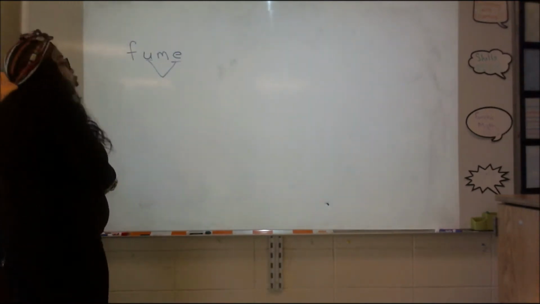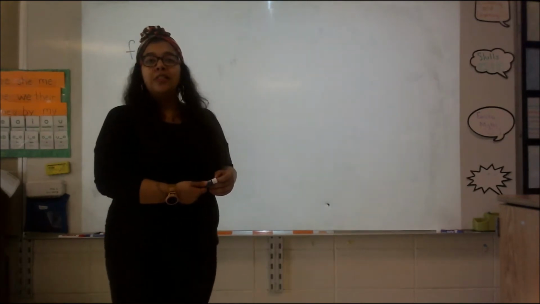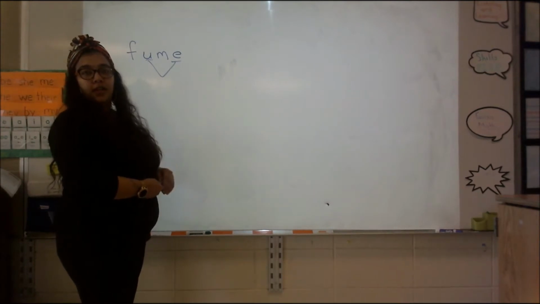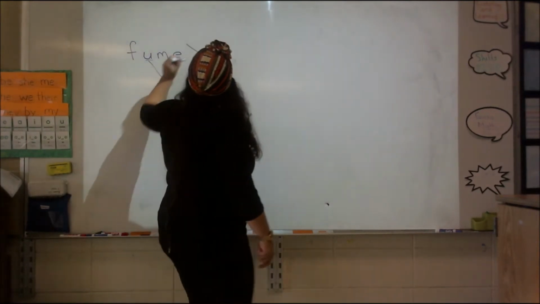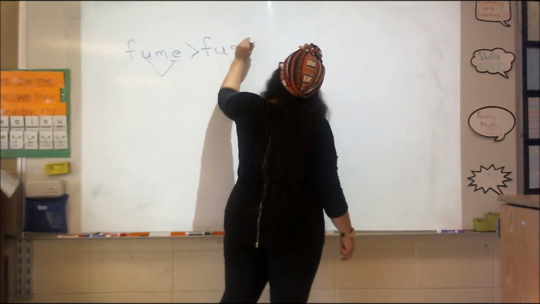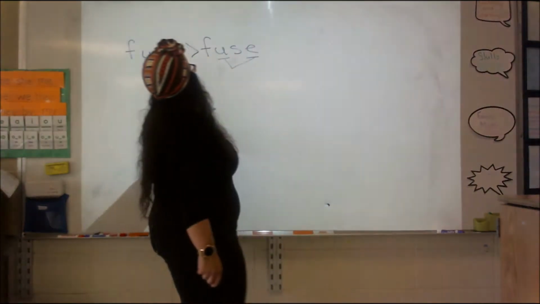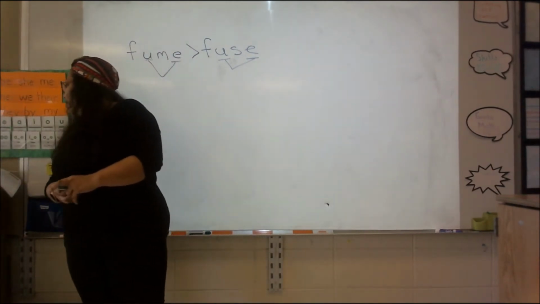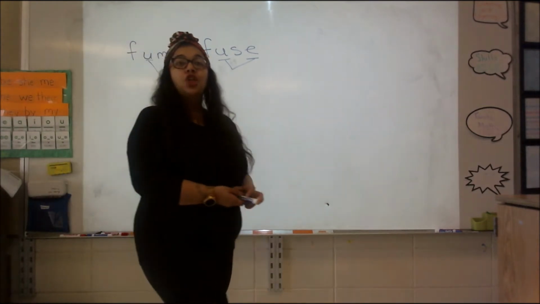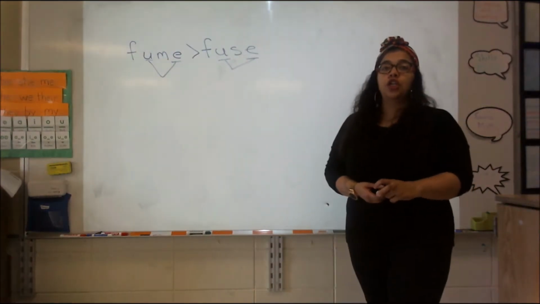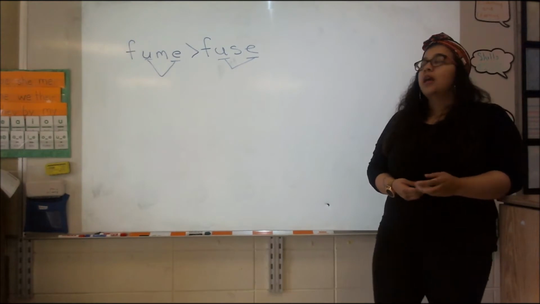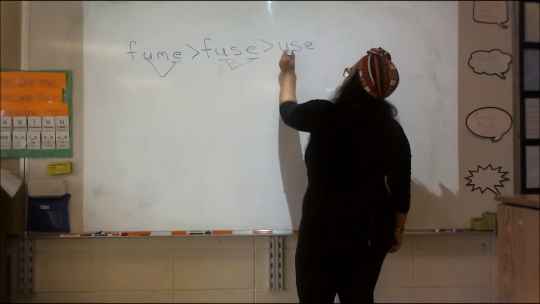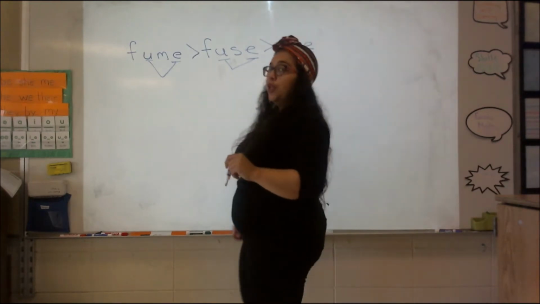So from fume to fuse. What am I changing? From fume to fuse, I'm changing the ending sound. Good. I changed the ending sound from m to s. Excellent. All right, from fuse to use. What's happening? I'm dropping that beginning sound. Good. I'm making a smaller word, a word with only 2 sounds. Use. From fuse to use.